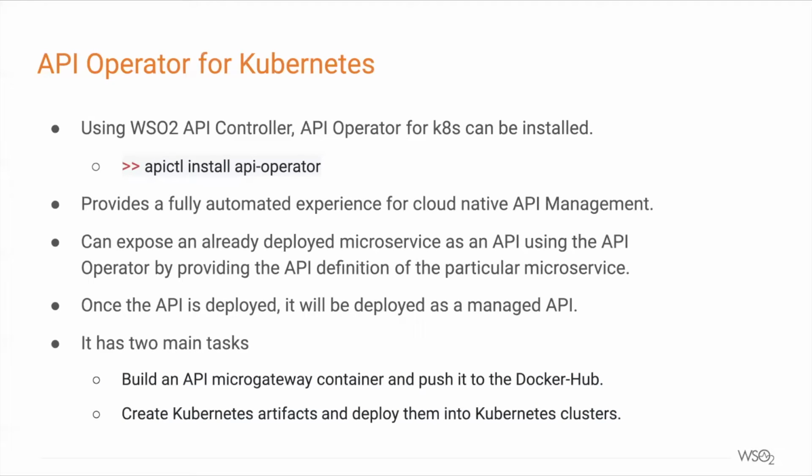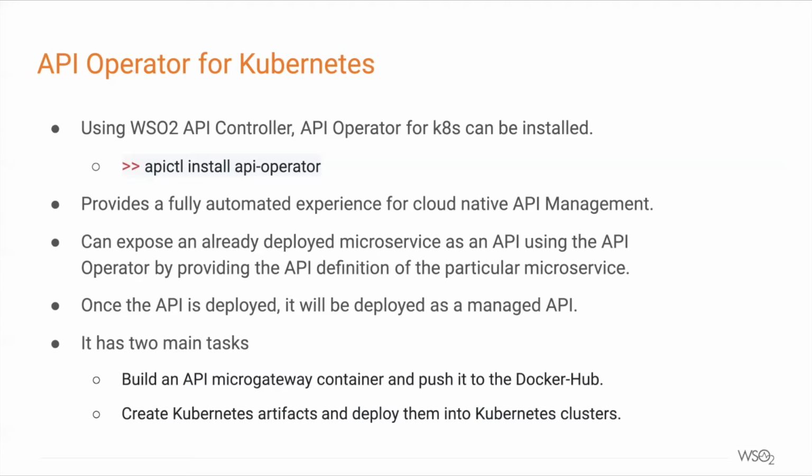API operator for Kubernetes is a specific tool which can be used to deploy WSO2 API Manager and Microgateway artifacts in a Kubernetes cluster. As microservices are increasingly being deployed on Kubernetes, the need to expose these microservices as well documented, easy to consume managed APIs is becoming important to develop great applications. The API operator for Kubernetes makes APIs first-class citizens in the Kubernetes ecosystem.